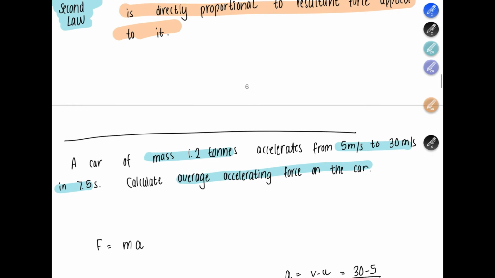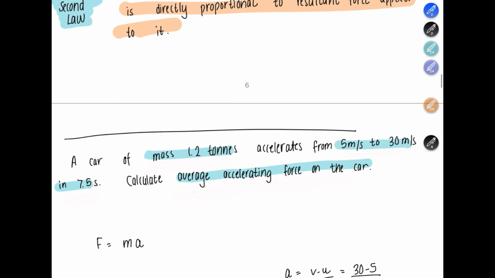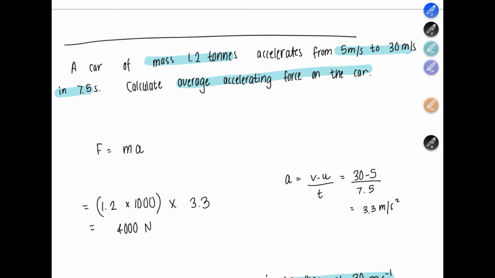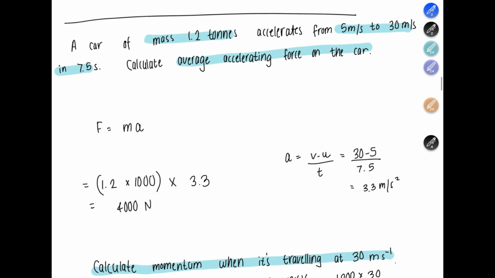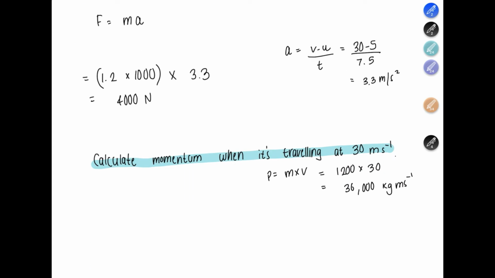Now let's look at this example. Can you try to do this first? A car of mass 1.2 tons accelerates from 5 to 30 meters per second in 7.5 seconds. Calculate the accelerating force on the car. The formula is F equals ma. So first of all, find the acceleration, which is final velocity minus initial velocity over time, and that is 3.3 meters per second squared. Multiply mass by 1000 to convert it into kilograms, and then find the force in Newtons. Can you calculate the momentum when it's traveling at 30 meters per second? The formula for momentum is mass times velocity, so it's going to be 1200 multiplied by 30, and this is your answer.